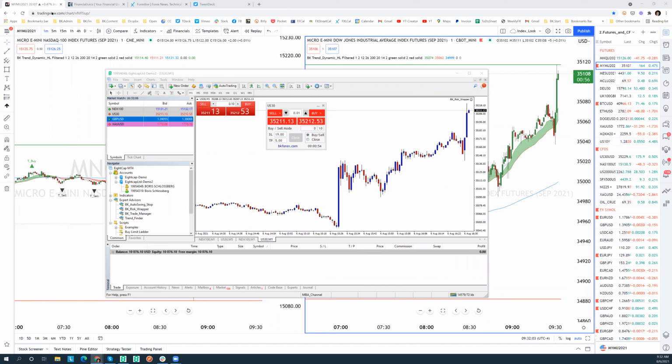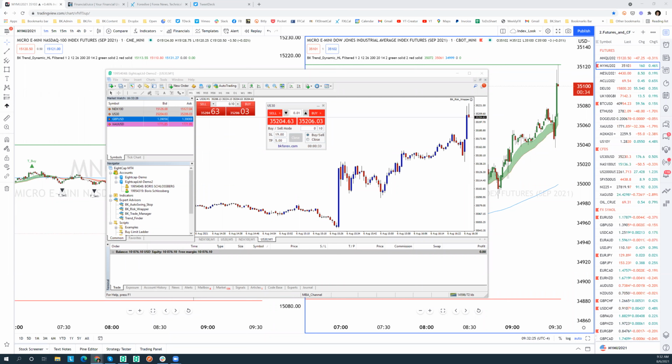Trying to see if I can get a failure on the Dow here. That's sort of my next thesis. I'm looking for a failure candle on the Dow. Also looking at NASDAQ, see if it fails at the 200. We'll see if we can get that as well, but I'm more interested in the Dow failure.